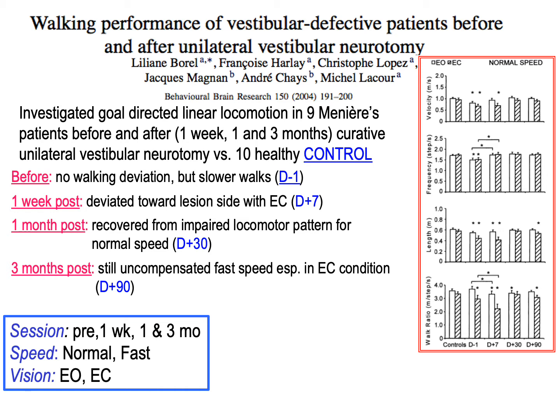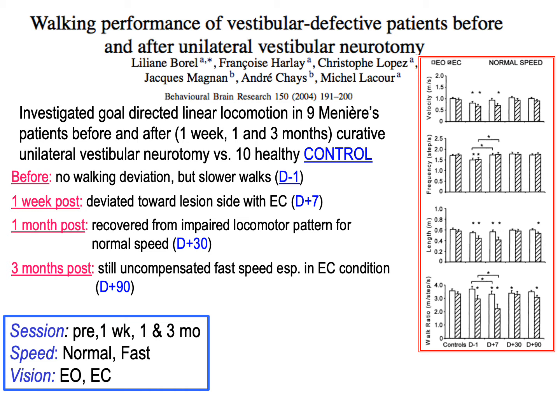And then above that, we've got the step length. Above that is the frequency, which is just the steps per second. And then we have the velocity, which is the meters per second. And then you've got your controls on the x-axis. And then you've got that D-1. So that D just represents like when the surgery was. So that's 1 week prior to surgery. So this is them sort of, I guess, in their everyday life prior to the surgery, and then 7 days later, 30 days later, and then 90 days later.